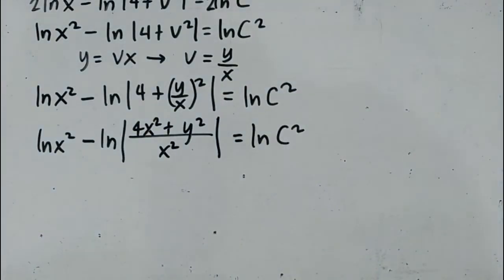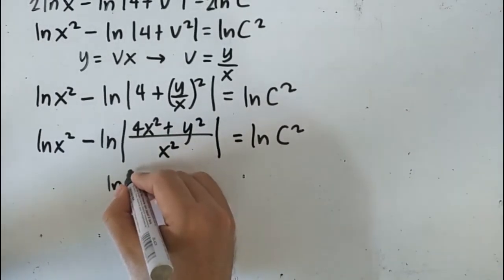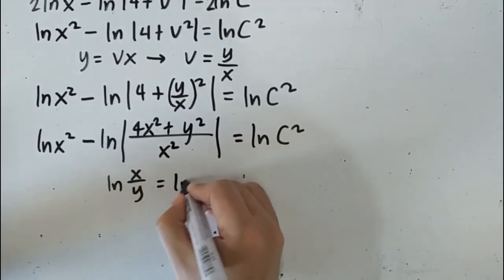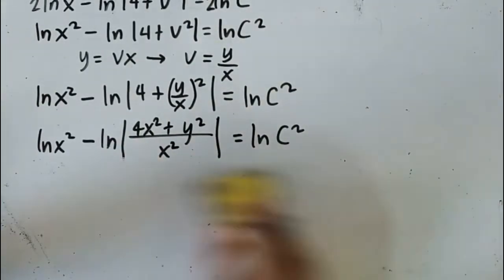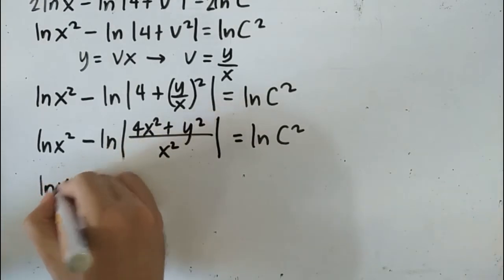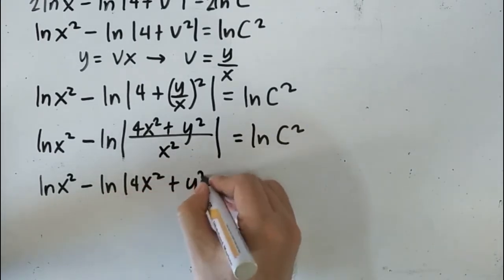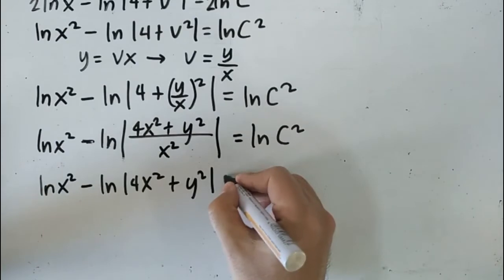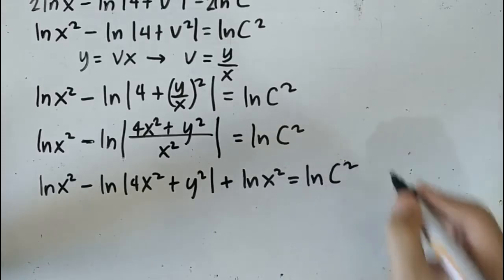And what we do is we can apply the principle of logarithm, which states that ln of x over y is equal to ln of x minus ln of y. So this becomes ln of x squared minus ln of 4x squared plus y squared. And since this is negative, this becomes positive. Ln of x squared equals ln of c squared.